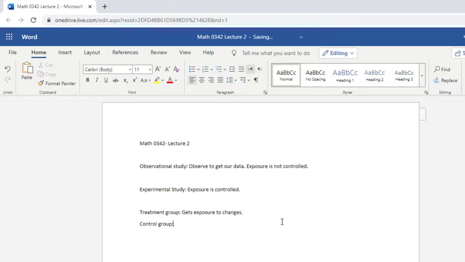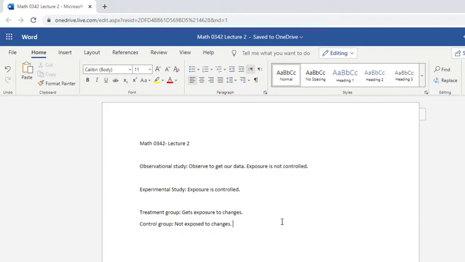The control group, on the other hand, is a group that we need to have in addition to the treatment group, but it will not get any of those changes. Now, it's important to have both of these groups. One, the treatment group, obviously, we need so that we can observe what's going on with these changes that we're making. But also, we need a control group so that we can compare those changes to the baseline.